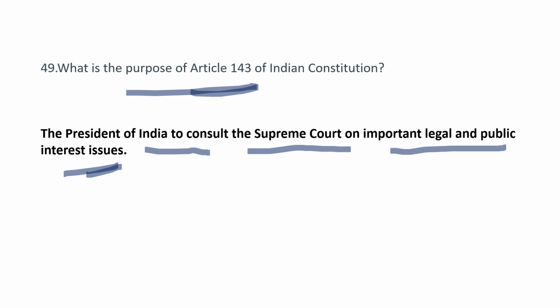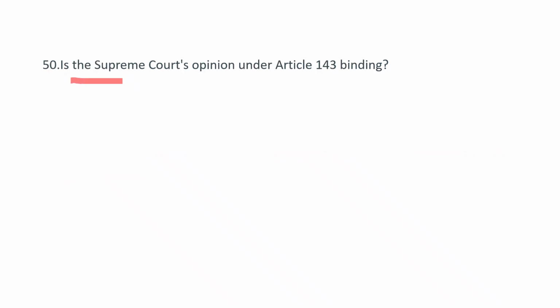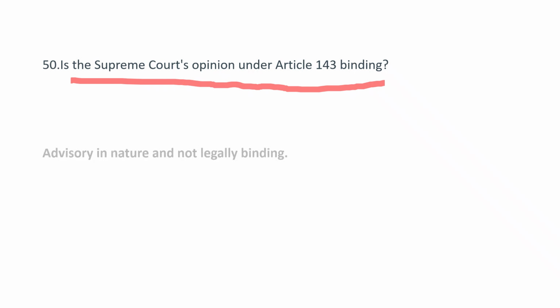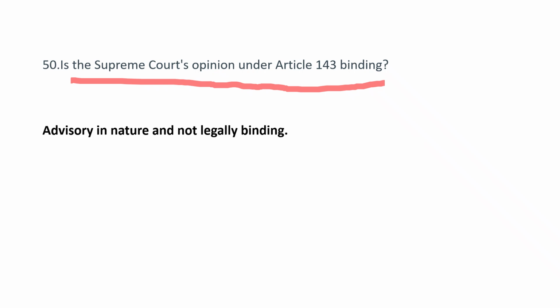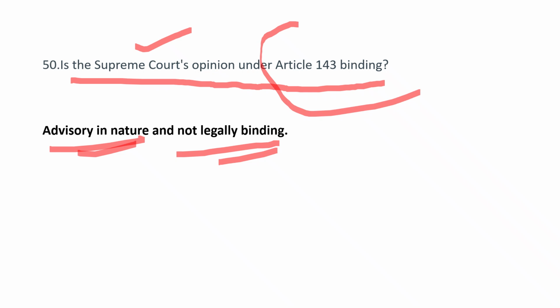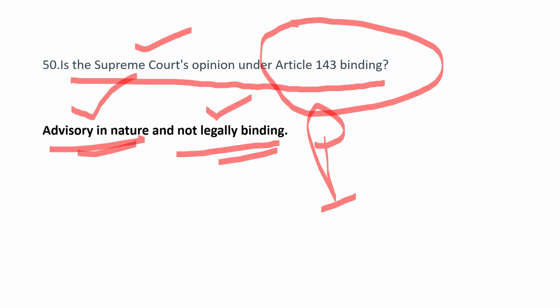The next question. Is the Supreme Court's opinion under Article 143 binding on the President or not? This is the question. The answer is, the Supreme Court's opinion is advisory in nature and it is not legally binding, because under Article 143, the President seeks the advice of the Supreme Court. It is just advisory in nature, so it is not legally binding. The President may or may not follow the advice of the Supreme Court.